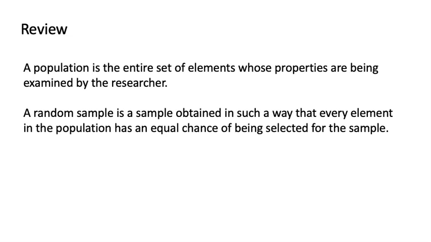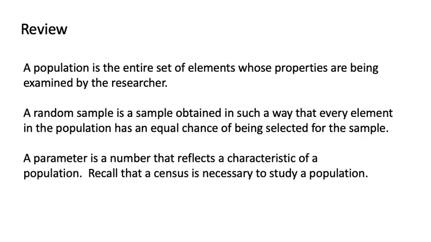Now what's a random sample? Because we cannot typically do a census, which is asking everybody in the population, a random sample is one in which every element, every person, every item in the population has an equal chance of being selected. Very, very difficult to do. A parameter is a number that reflects a characteristic of the population. That's what we want to know.